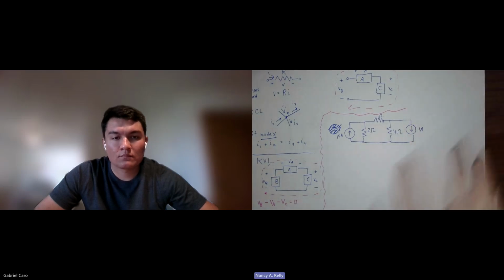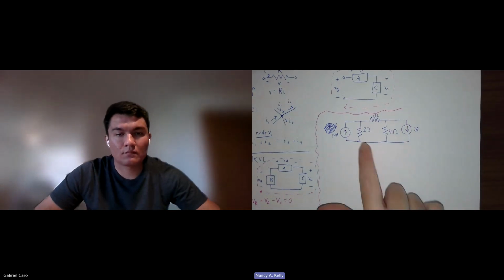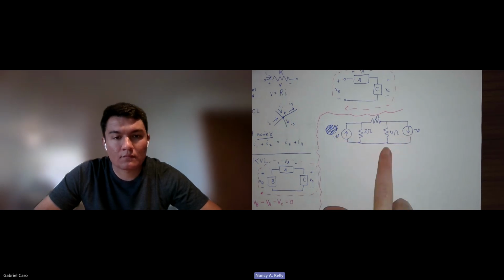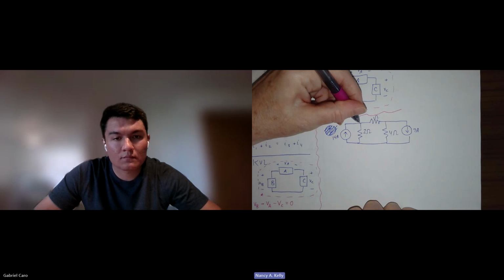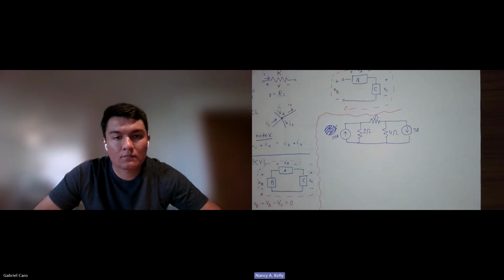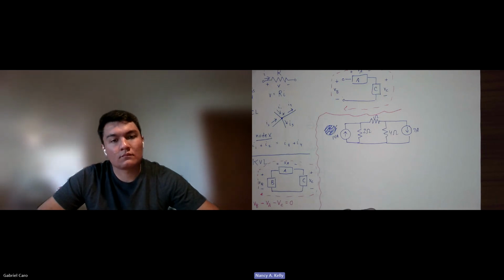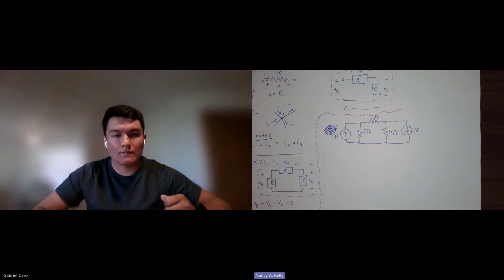Okay, so that's what the circuit looks like, right? So it's got these 3 resistors here. It's got the 2 current sources, okay? And let's say that we're going to use nodal analysis to do this. And the way that that works is we first identify where all the nodes are. So can you tell me where any of the nodes are?